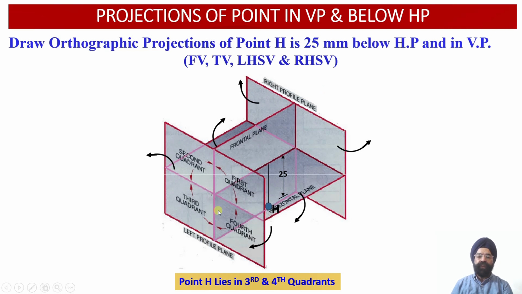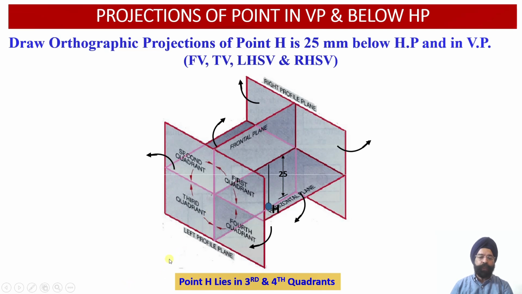Whereas when we assume that this point H lies in the fourth quadrant, we will observe that in the fourth quadrant, the right hand side view projection of this point will be available on the left profile plane. Similarly, when we look at this point H from the left hand side orientation, the left side projection of this point will be available in the right profile plane at this particular position. But if we assume that this point H happens to lie in quadrant number 3.